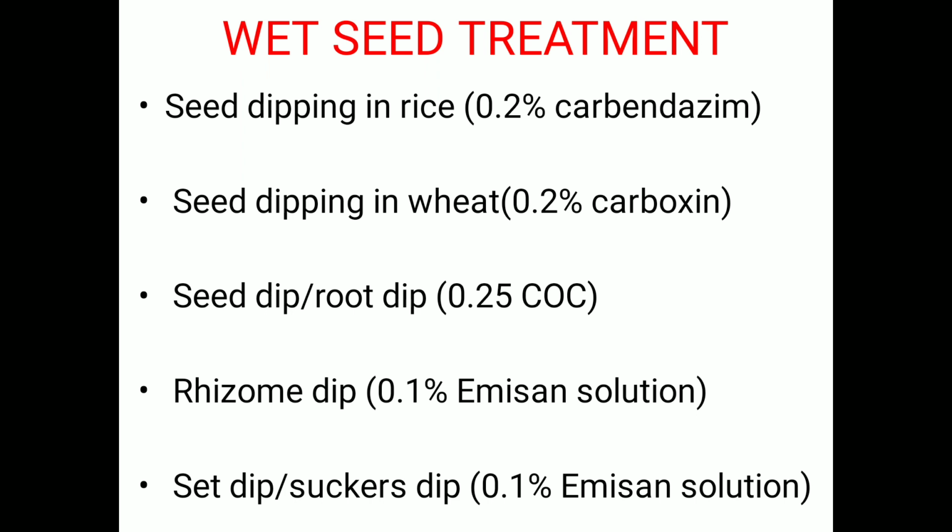Similarly, the sets of sugarcane and the suckers of pineapple are dipped in 0.1% Emisan solution for 8 to 10 minutes. Then after that treatment, the sets or suckers are used for planting. So in that way we use wet seed treatment to avoid seed borne or seedling borne diseases.